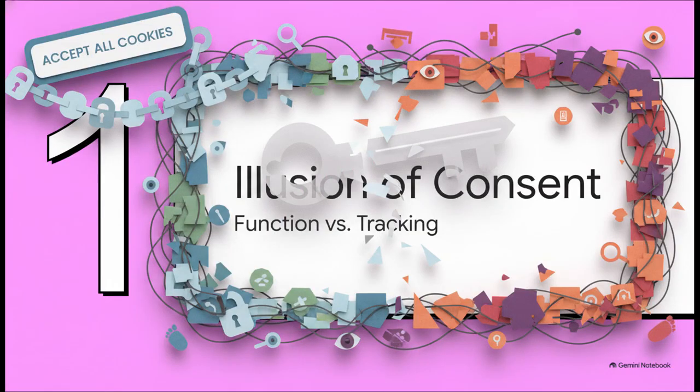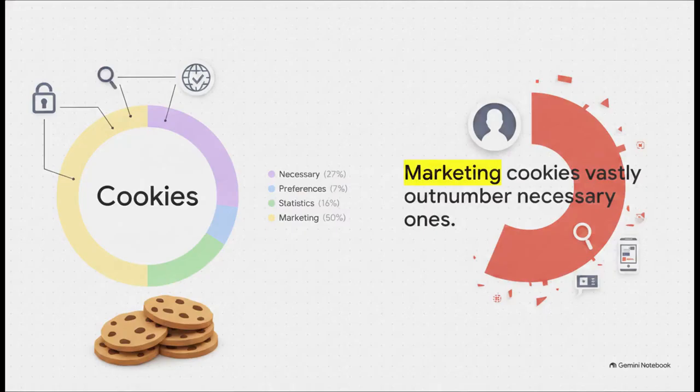Section 1. The illusion of consent. Function versus tracking. When you see a cookie banner, it feels like you're being handed the keys to your own privacy, doesn't it? But when we actually analyze the source code, we see this staggering imbalance. The site lists 28 cookies as necessary, basic text files that allow for secure page navigation. The website literally cannot function without them. But then there are 53 cookies dedicated purely to marketing. That means nearly double the amount of necessary functionality is dedicated to tracking you across different websites just to display targeted ads. The math alone kind of shows us what the true priority is here.